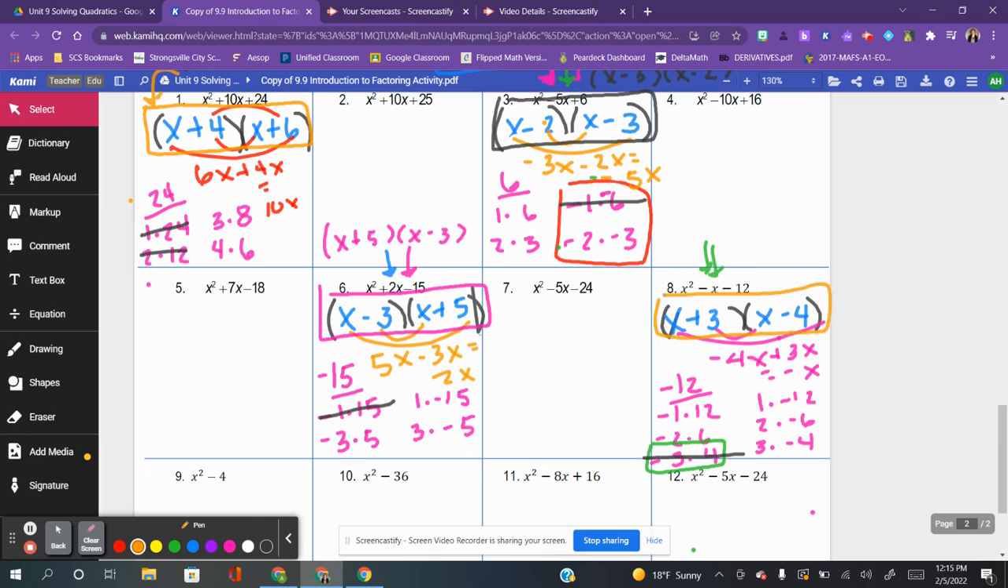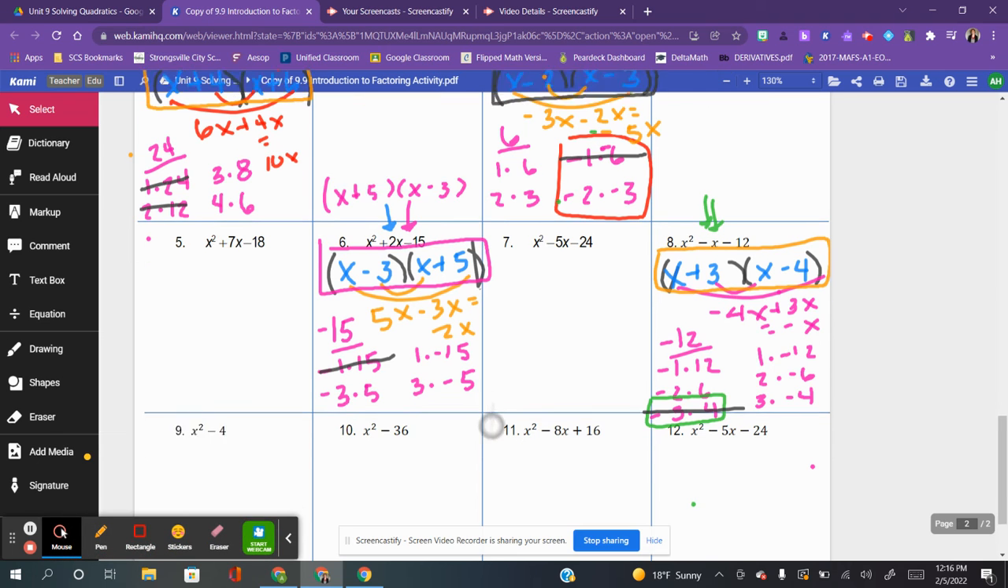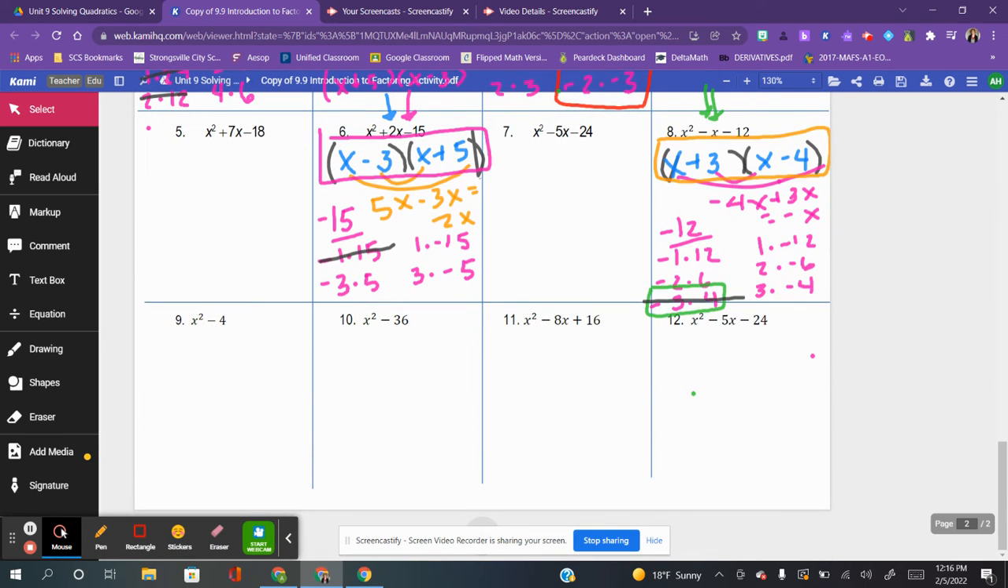So you want to be smart in the choices that you're making when you're trying to come up with factors that could work. I have to think about what multiplies to the constant. What sign combination do I need? Do I need them to be opposite signs or the same signs? And how am I going to get this number in the middle when I check my outer and inner products? I'm going to do one more with you, okay? I'm going to do number 9 with you.